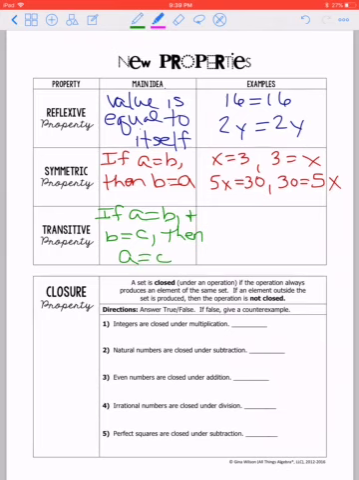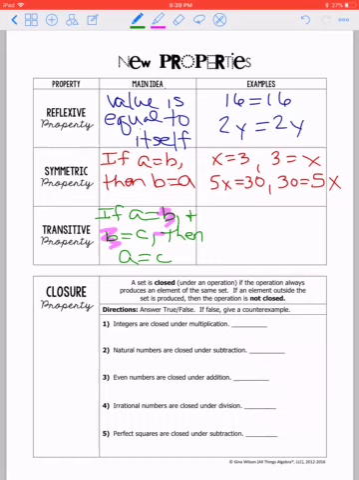So let me explain this one. We know that A is equal to B. Then that same B is equal to C. So A and C are both equal to the same value, therefore they have to be equal to each other.